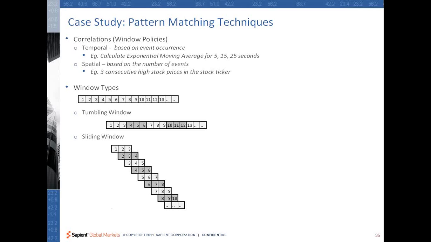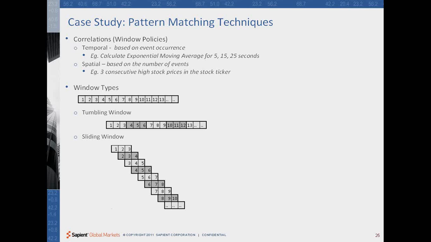If we look at the sliding window, if I define a window of length 3, then it will have only 3 elements, but the oldest element every time will be removed from the window. So when 4 comes in, 1 would be evicted, 5 comes in, 2 would be evicted, and likewise.